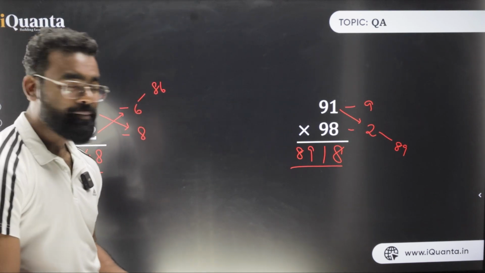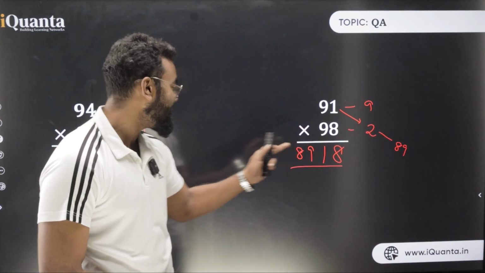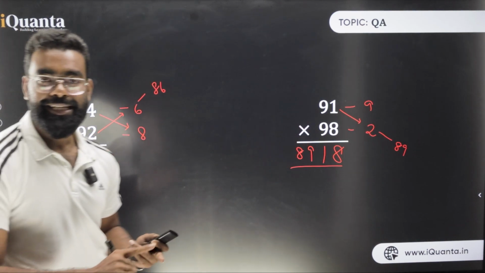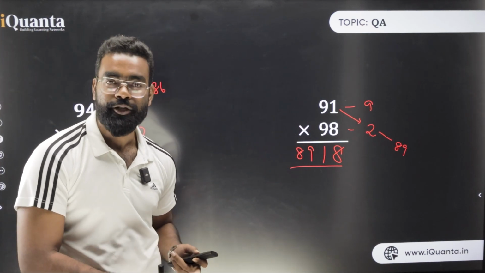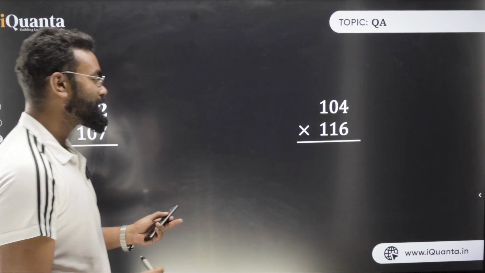This is the case where both numbers are less than 100. You can see I have taken numbers 91, 98 and 94, 92. Next, we will discuss when both numbers are more than 100. So that is the second one.